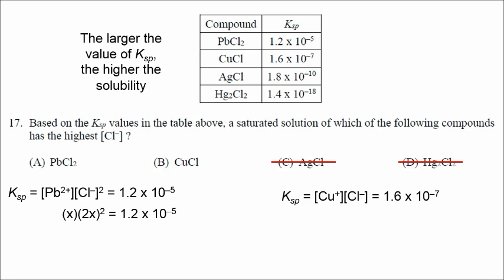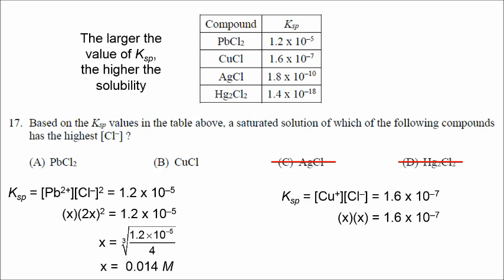So with the lead chloride, I have X and 2X based on the 1 to 2 stoichiometry, the mole ratio. And for the copper chloride, it's just X and X. So when I solve for X with the lead chloride, I get 0.014, which is my concentration of lead, and 0.028, which is my concentration of chloride.